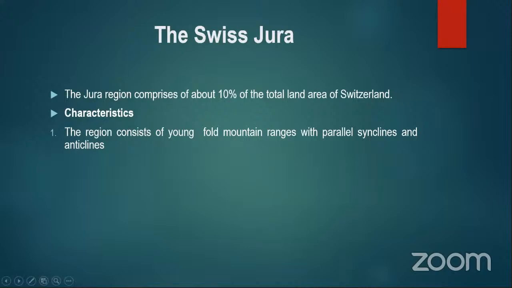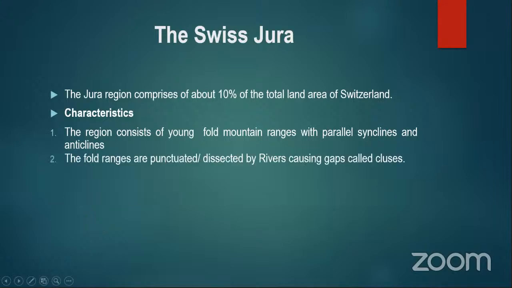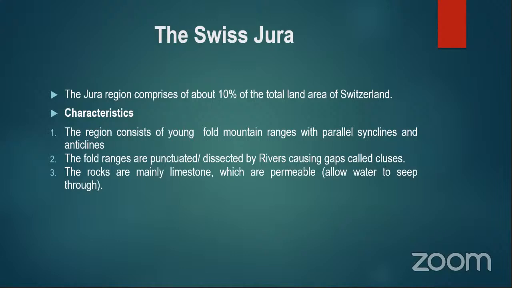Then 2, the fold ranges are punctuated by rivers, causing gaps, and these gaps are called cluses. Members, that word can be highlighted, cluses. When we talk about cluses, what do we mean? These are like a narrow mountain pass or a gorge. So these fold mountains are punctuated and they cause gaps, and these gaps are called cluses.